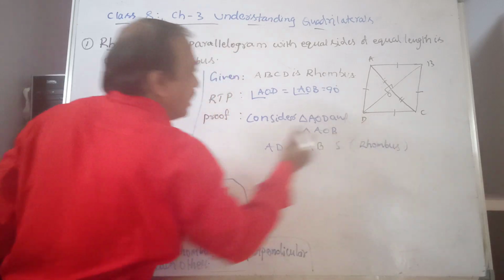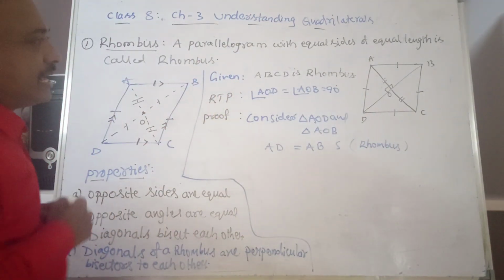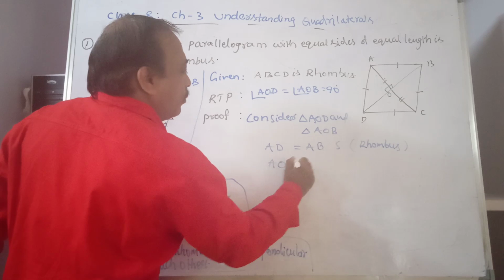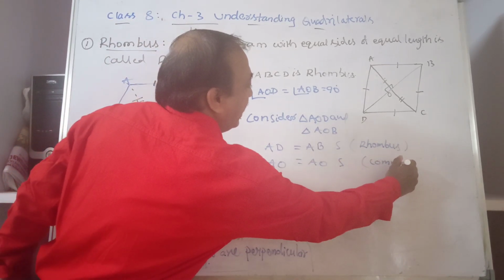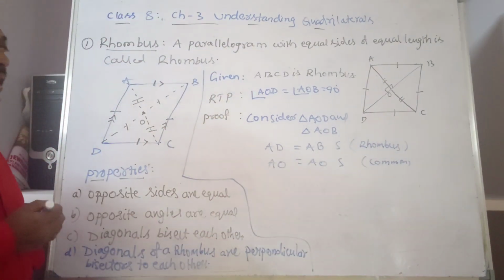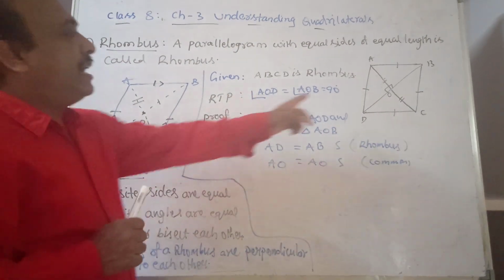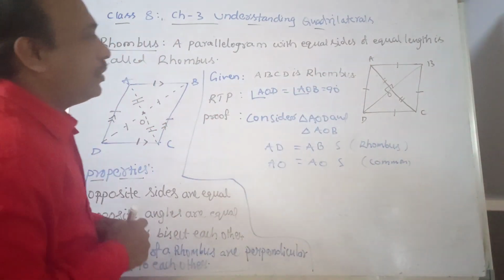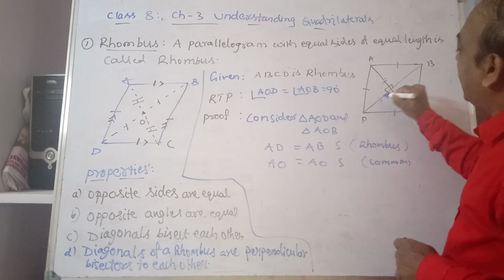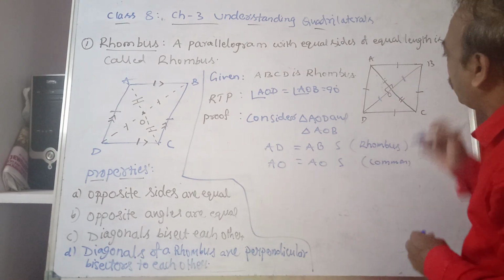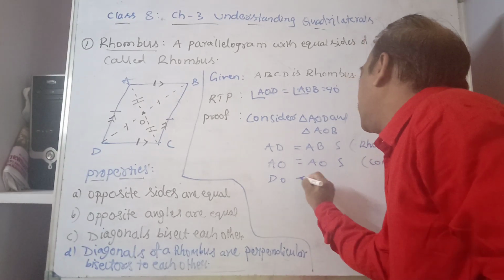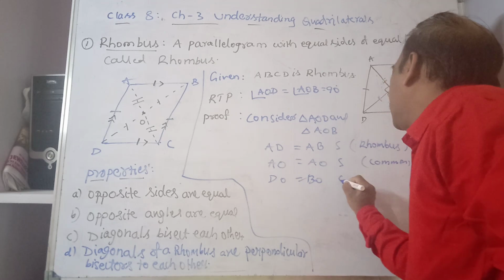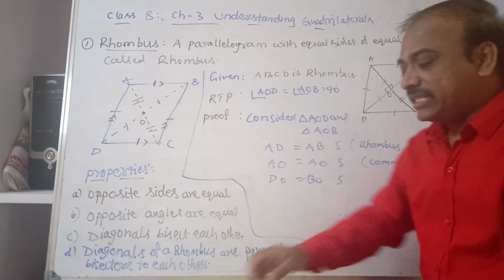Okay. Next, AD is equal to AB. We got that. Now AO is equal to AO. This is a common side for both triangles. Next, one more: DO is equal to BO, because the diagonals are bisecting each other. So DO is equal to BO.